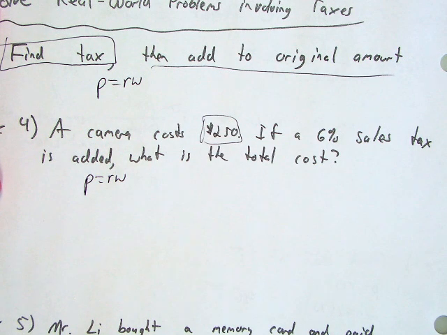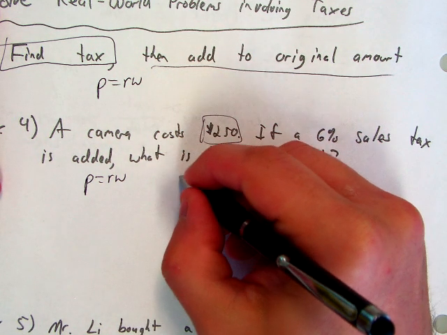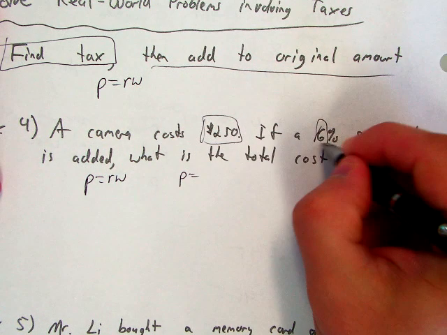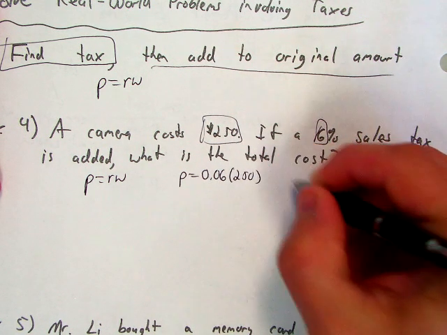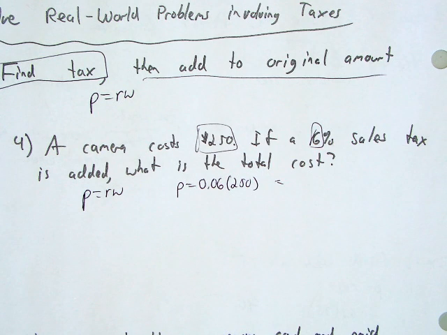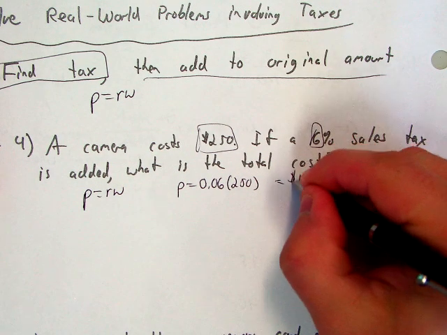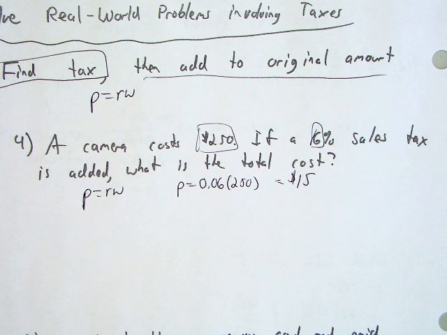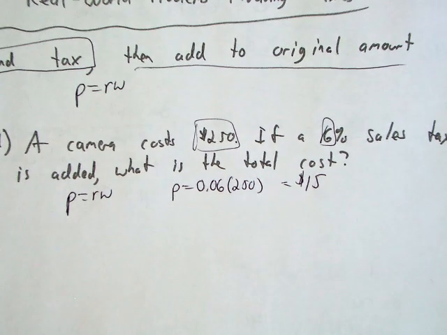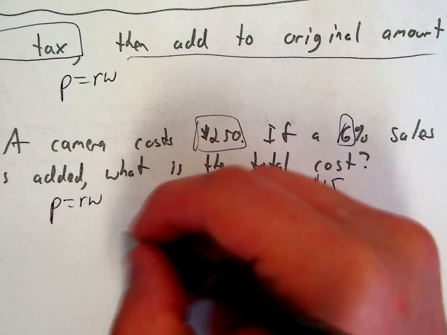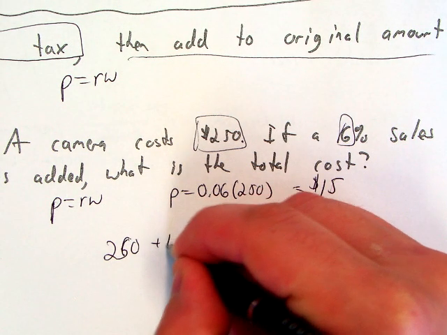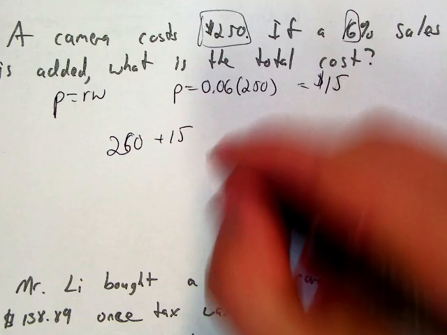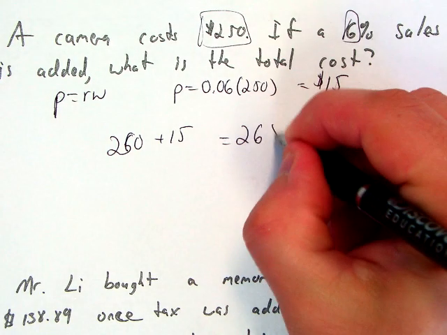The whole is 250. 6% is the rate, and that's 0.06 times 250. And if I do that, 0.06 times 250 will get me $15 of tax. Now, it says to add it to the original amount. So I'm going to take the original amount, which was $250, and I'm going to add the $15 tax. So this is really going to be $265.